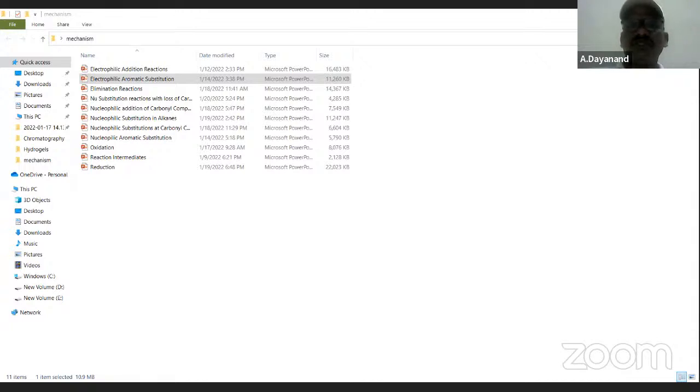Okay, nucleophilic substitution. Again, there are 3 types of nucleophilic substitutions.